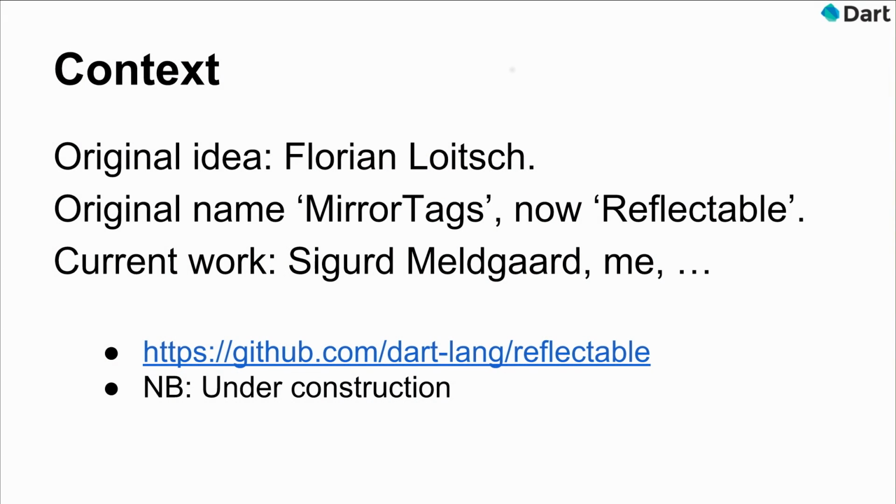So the idea was conceived by Florian Loitsch. You already know him. You may have seen a public document that's called mirror tags, or it talks about mirror tags. Now we renamed it to Reflectable because nobody liked the word tag that kept turning up in the API in different places. So now it's called Reflectable. That's far too long, so you're not going to put it in unsuspecting places in your identifiers.